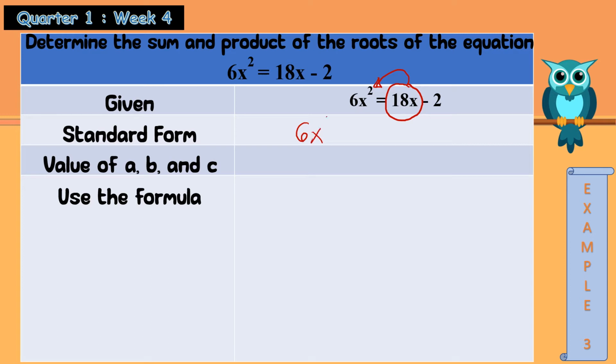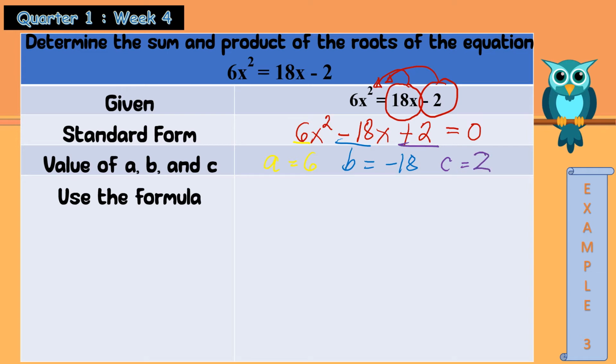So you got here 6x squared. From positive 18x, this will now become negative 18x, as well as our constant term to the other side of our equation. So from negative 2, this will now become positive 2, and then that is equal to 0. Then for the value of a here, ayan po, positive 6. The value of b here is negative 18. And last, for the value of c, we have here positive 2.